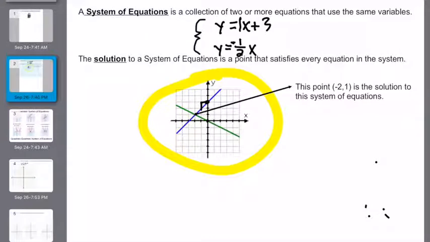Okay, so then we could say for the system of equations, y = x + 3 and y = -1/2 x, our solution is (-2, 1). Again, that's where our two equations meet.